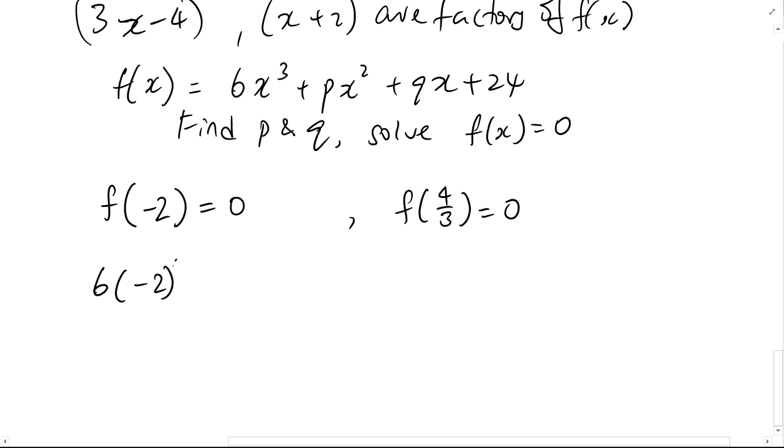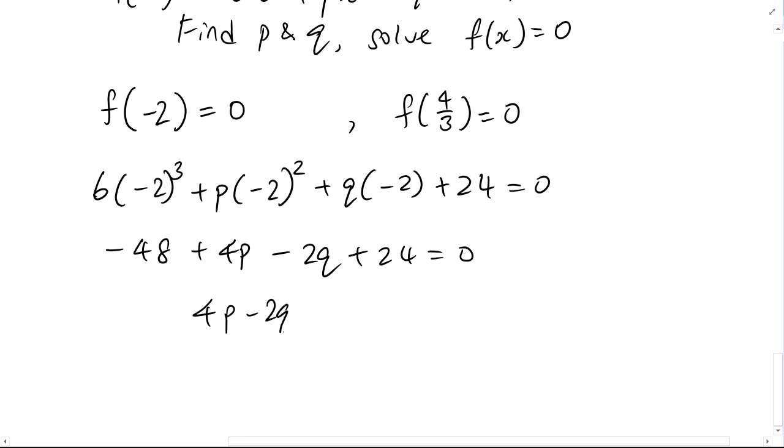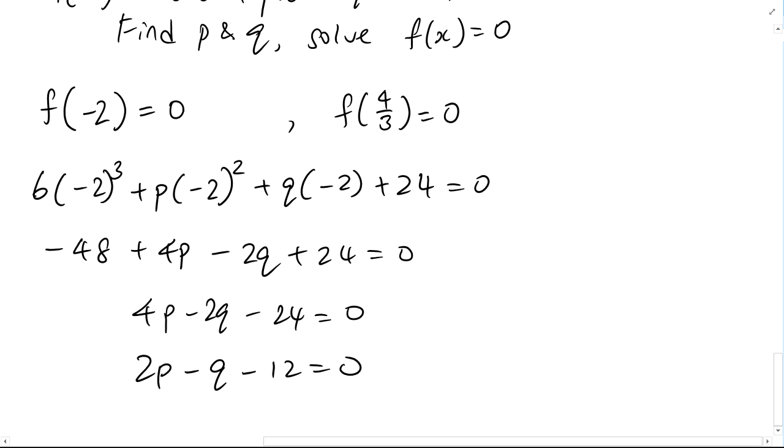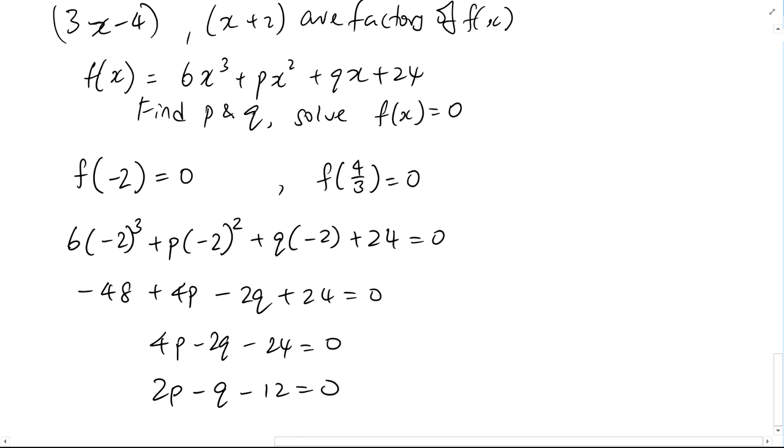6 times negative 2 to the power 3 plus p times negative 2 squared plus q times negative 2 plus 24 equals 0. That's the first thing. So expanding it out, negative 48 plus 4p minus 2q plus 24 equals 0. Okay, 4p minus 2q minus 24 equals 0, 2p minus q minus 12 equals 0. That's from the first piece of information that said that x plus 2 is a factor of f(x).